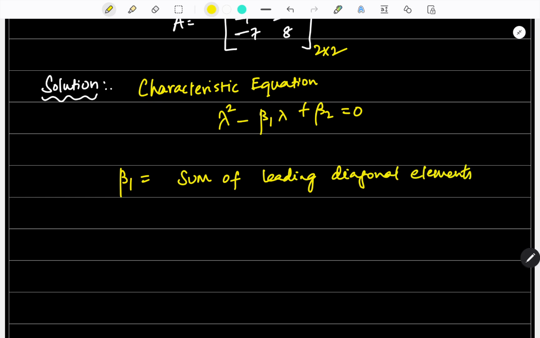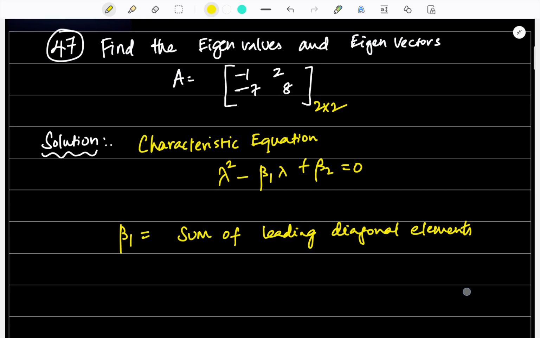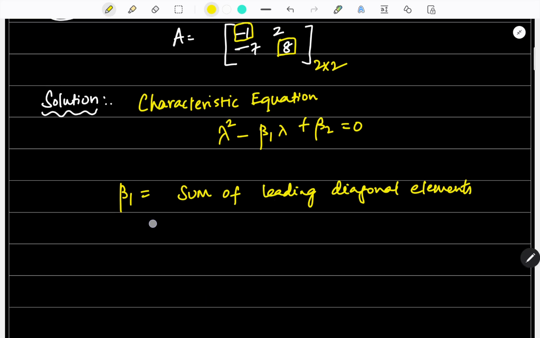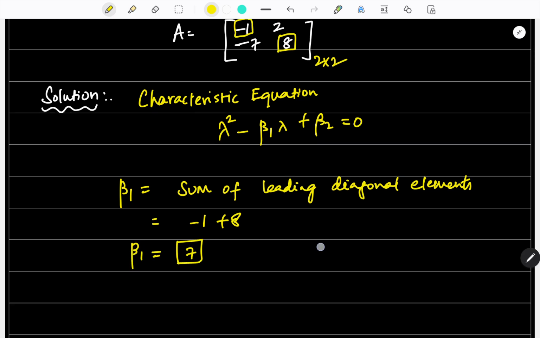I told you how to see the leading diagonal in the previous video, Gauss elimination method. If you didn't watch that video, please go back, watch it and come back again. What is your leading diagonal? First element in the first row, second element in the second row, third element in the third row. That is called the leading diagonal. So what's your diagonal here? It's minus 1 plus 8, which becomes 7. So beta 1 is equal to 7.